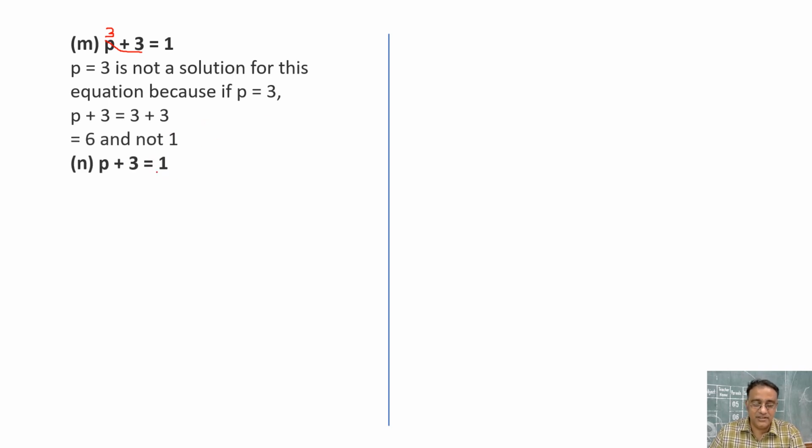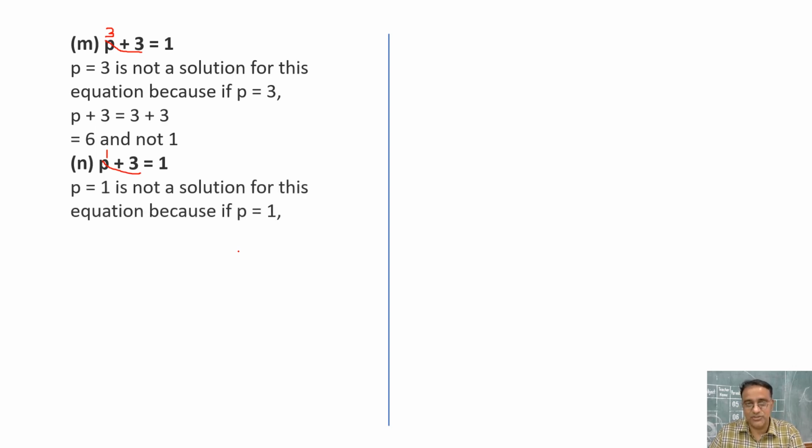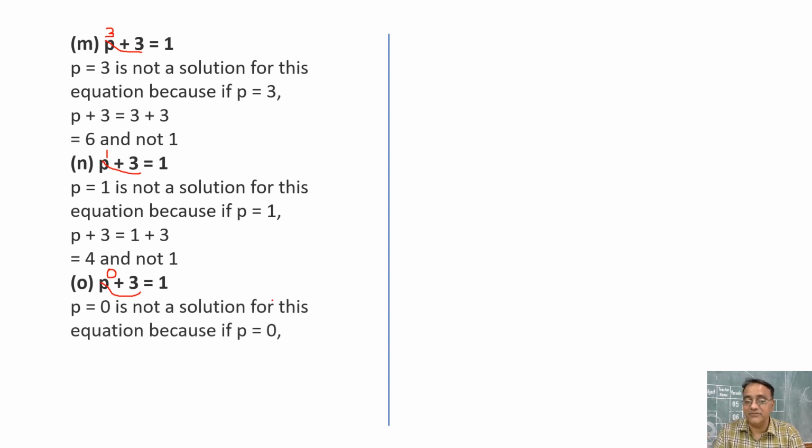Next, same question, the value of p is given as 1. What is 1 plus 3? 4, which is again not 4 equal to... we need 4, so check carefully: 1 plus 3 is 4. So therefore p = 1 is also not a solution for this equation, because if we substitute p = 1, we are getting 4. Next, the value of p is given as 0. What is 0 plus 3? 3. Again we are not getting the required value. So therefore p = 0 is also not a solution for this equation, because if we substitute p = 0, we are getting 3.